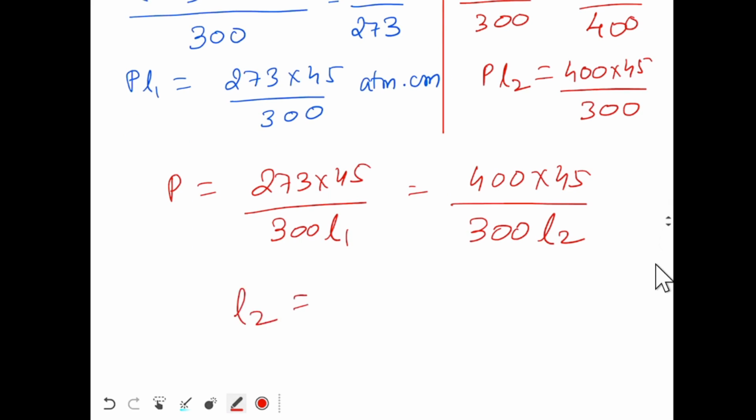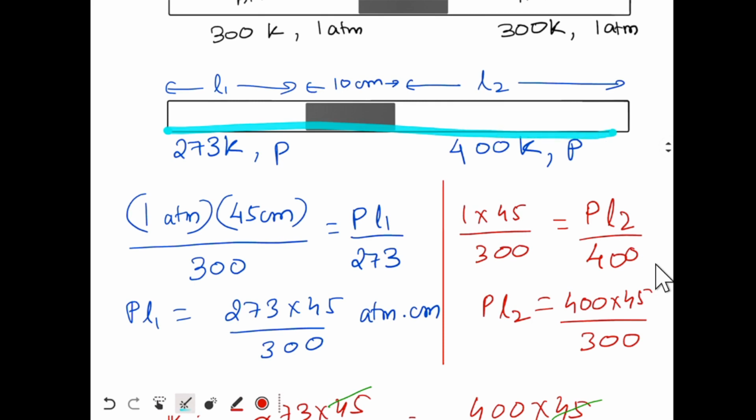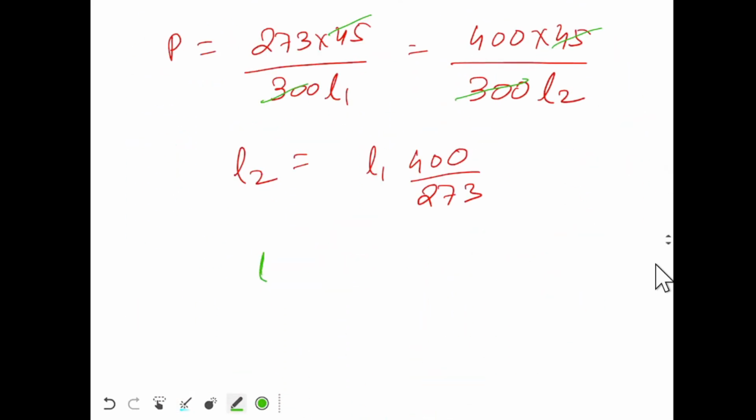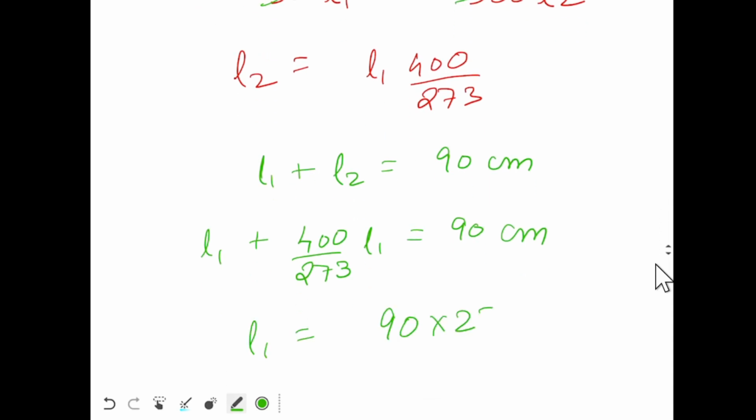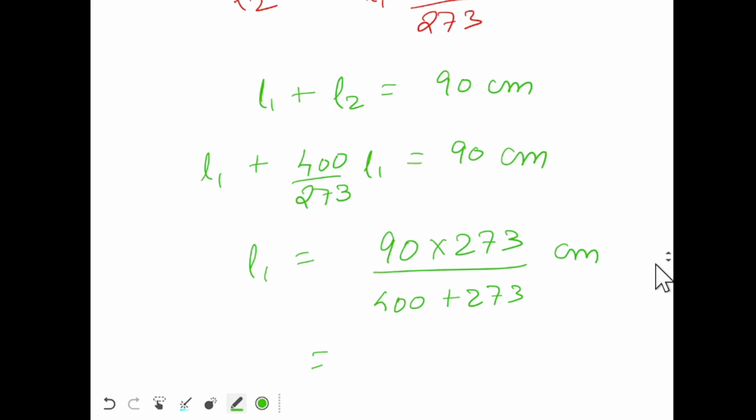Then I will get L2 is equal to, in the equation let's cancel out 300 and 45. So we will get L2 to be equal to L1 times 400 by 273. Okay, now look at this. The total length of the tube is 100 centimeter. This is 10 centimeter. So L1 plus L2 will be 90 centimeter. So I can write down L1 plus L2 is equal to 90 centimeter, or L1 plus 400 by 273 L1 equal to 90 centimeter. So you will get L1 to be equal to 90 into 273 divided by 400 plus 273 centimeter. When you simplify this, you will get 36.5 centimeter. So this is the answer.